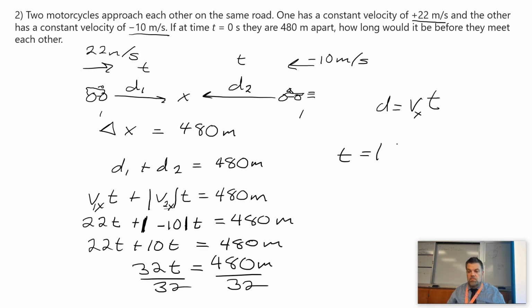So, 15 seconds. And the justification for making that positive is that it doesn't matter. It's the same distance. In other words, if I let this motorcycle go for 15 seconds and then I let this motorcycle go the same distance, that total would be 480 meters.